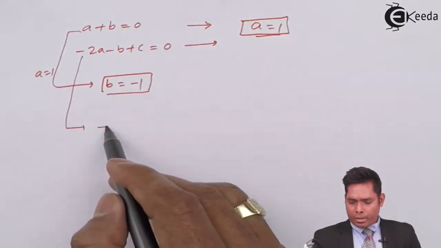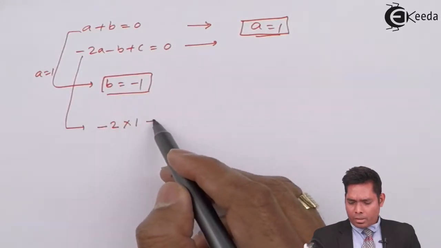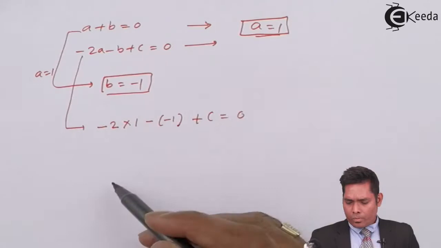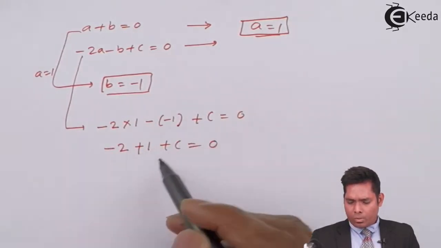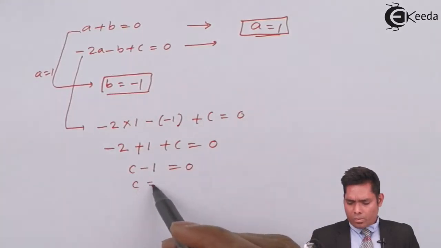So from here, minus 2 into A, A is 1, minus B, minus of minus 1, plus C is 0. This is minus 2 plus 1 plus C is 0. This is C minus 1 is 0. C is 1.